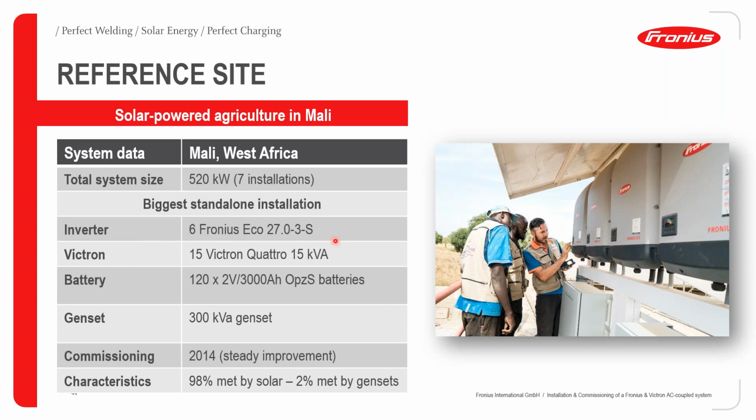For the complete installation, we had 6 Fronius Eco 27s and 15 Victron Quattro 15 kVAs. So you can see this was an AC coupled system. The battery was lead acid, the OPZ. They also had a genset on site, which was a 300 kVA genset. The system was commissioned in 2014. The characteristics: 98% met by solar and 2% met by generators. Again, there was no grid present in this installation at all.